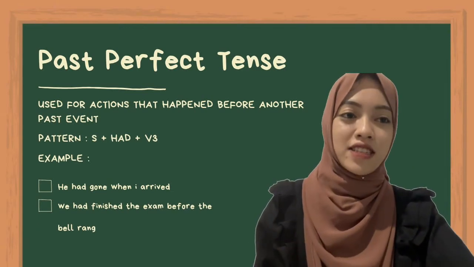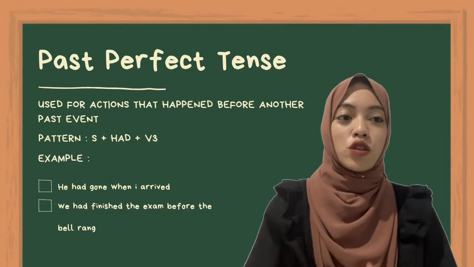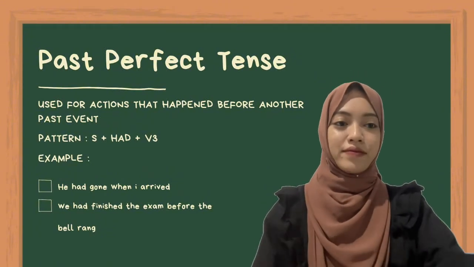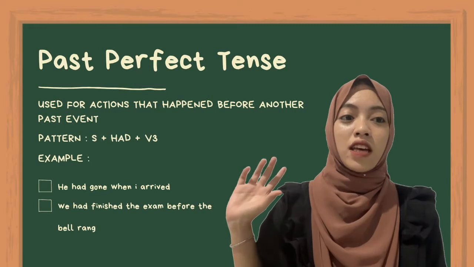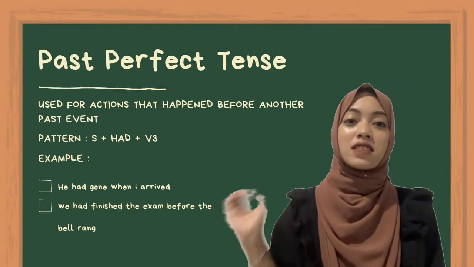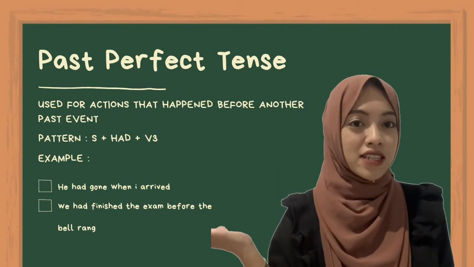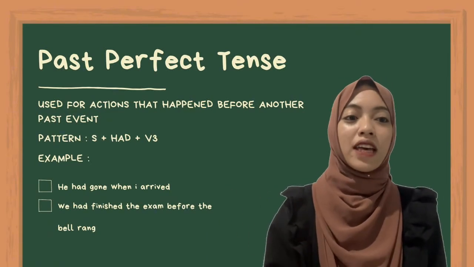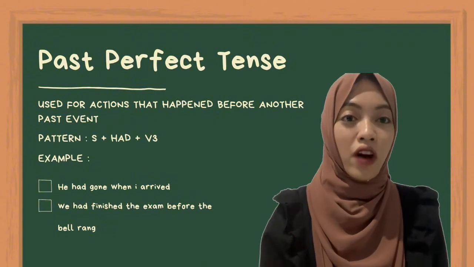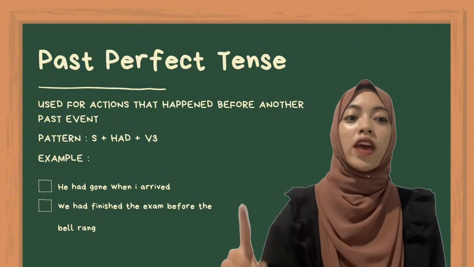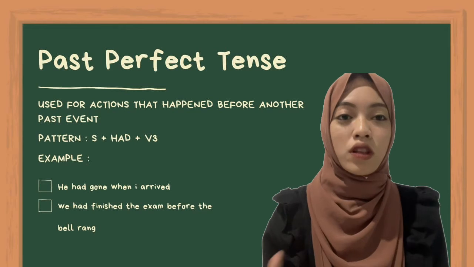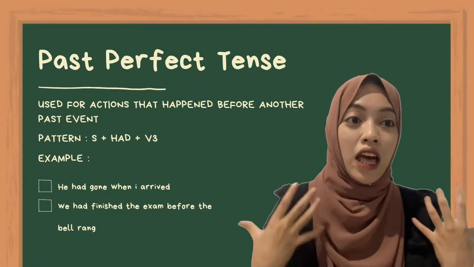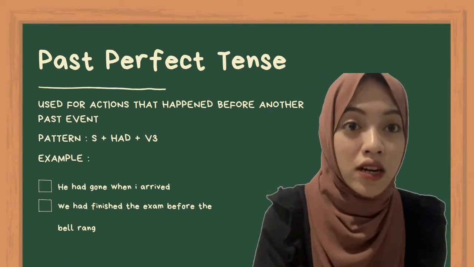Past perfect tense. Past perfect tense is used for an action that happened before another past event. And the pattern is subject plus had plus verb 3. For example, he had come when I arrived. And we had finished the exam before the bell rang. Okay, do you get it? It's an action that happened before another past event.